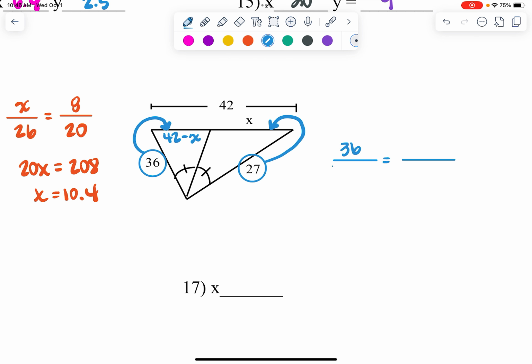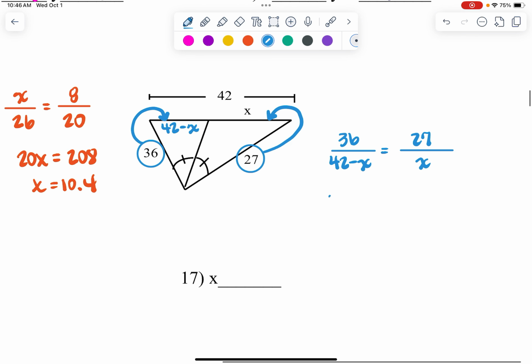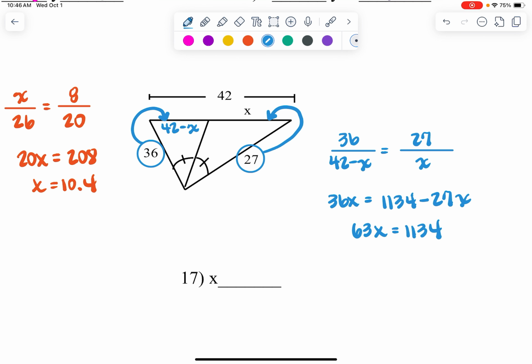So 36 is to 42 minus x as 27 is to x. All right, just do a quick cross product. Let's see, 42 times 27 is 1134 minus 27x. So I'm going to add my 27x's to the other side and then divide by 63. And I'm getting 18. There we go.